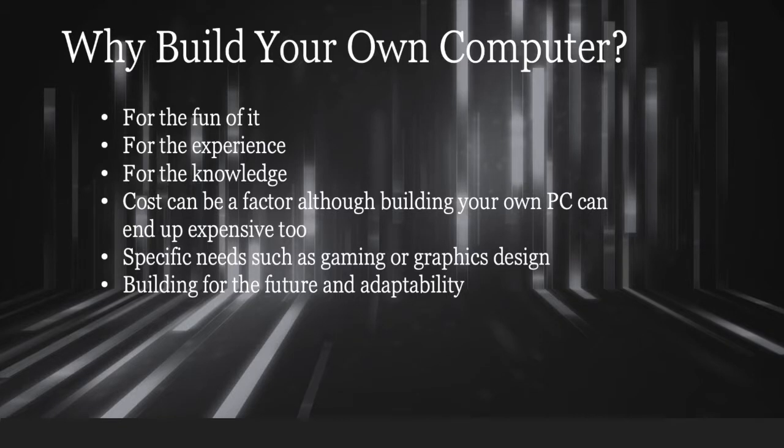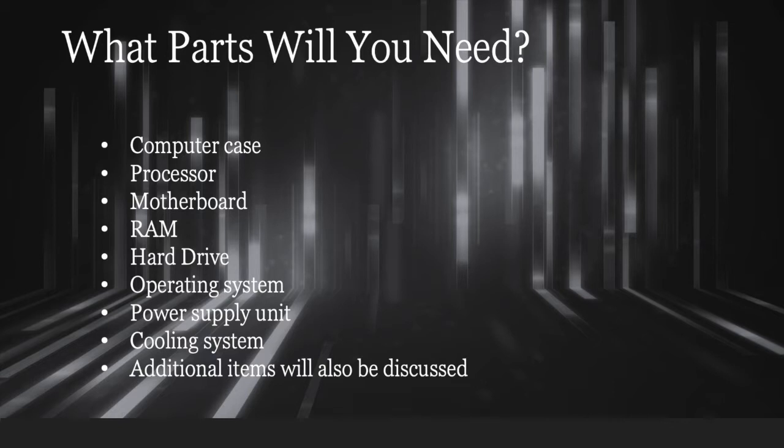and adaptability. Sometimes when you buy a computer, you buy for what you need, and that can make it hard for expanding on the future because it was pre-made. But when you build your own, it's a lot easier to swap out parts. It's a lot easier to really build for the future. So what parts will you need? Well, you'll need a computer case, a processor, a motherboard, RAM, hard drive, operating system, a power supply unit, a cooling system, and we'll also cover some additional items that you may want.